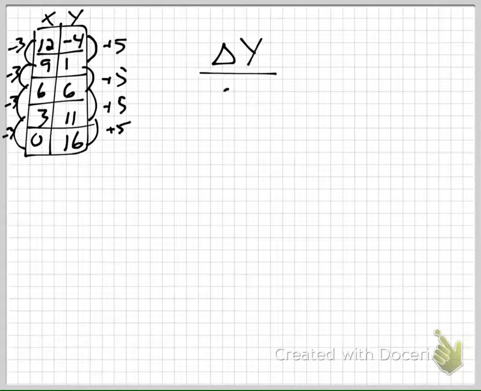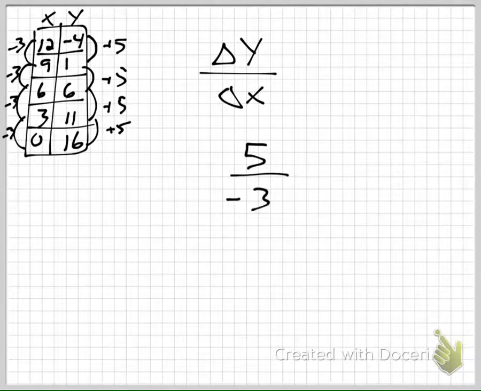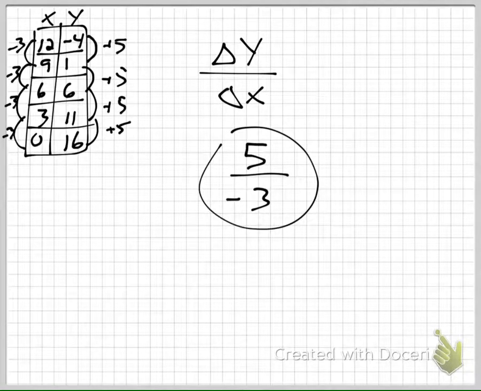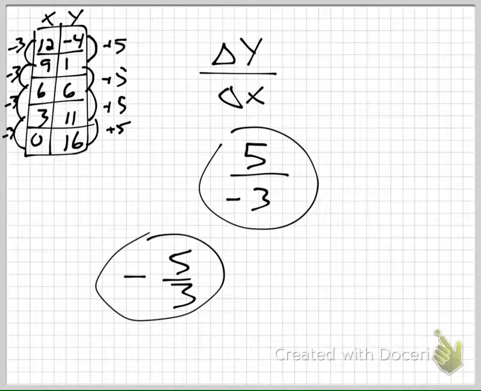Okay? What is the slope of my linear line here? Change in y over the change in x. What is the change in y? 5. What is the change in x? Minus 3. Is that how you write a slope? No, you need to put the negative out front. Negative 5/3. There's our slope. Okay? That's how you do this.